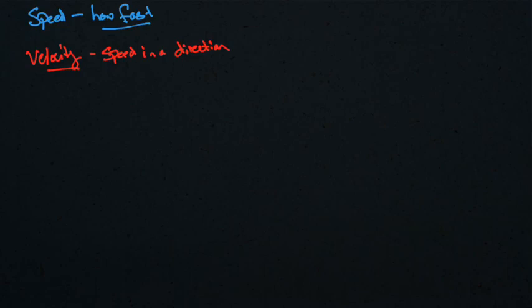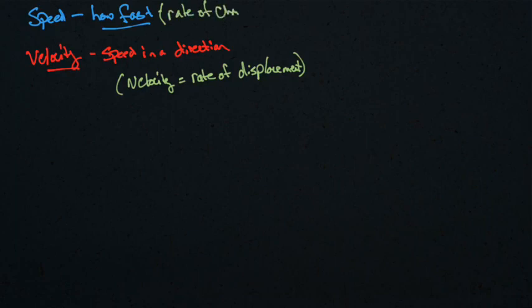This is where we can bring in our new definition of rate. Velocity equals the rate of displacement. Speed is the rate of change of distance. And then acceleration is the rate of change of velocity, and we will get to that at another time.